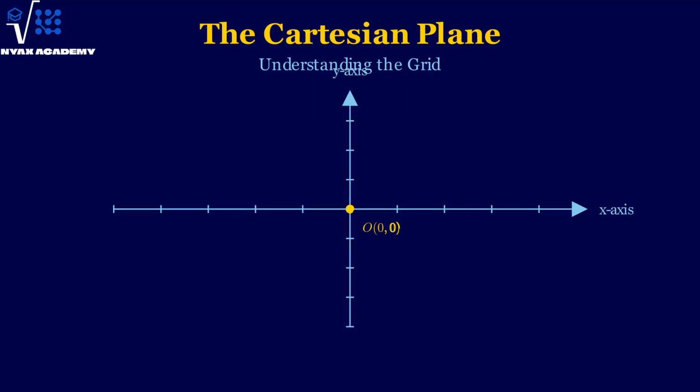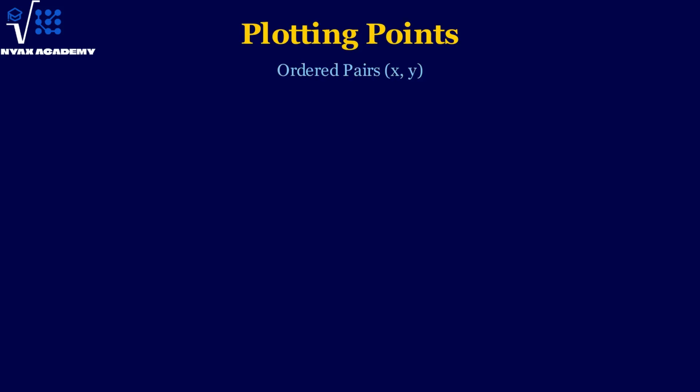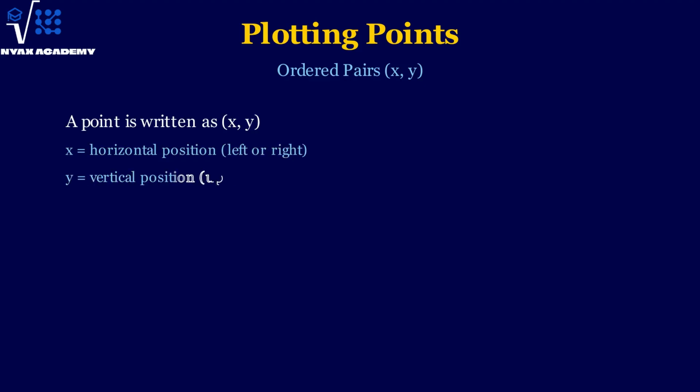Taking a look at our Cartesian plane, it consists of the x-axis and the y-axis, and the plane itself is divided into 4 quadrants by the x and y-axis. We plot our points in an ordered pair of x and y, where x is the horizontal position, left or right, and y the vertical position, up or down.